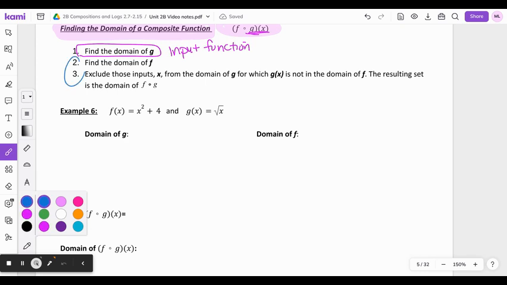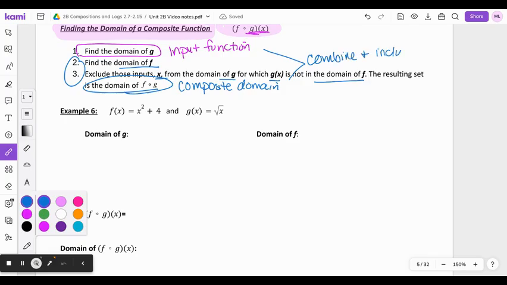Then 2 and 3 kind of go together. It says find the domain of f, which excludes those inputs x from the domain of g for which g of x is not in the domain of f. Basically, find the domain of f of g, the composite function. And then you must combine the two and include where they overlap. So only what's common to both the input function and the overall function.